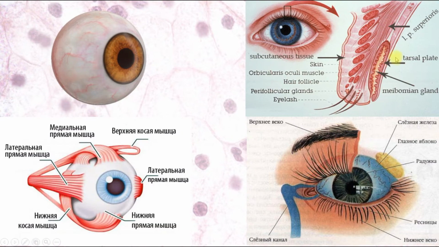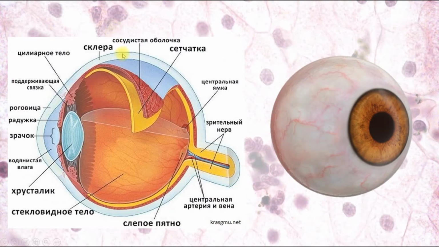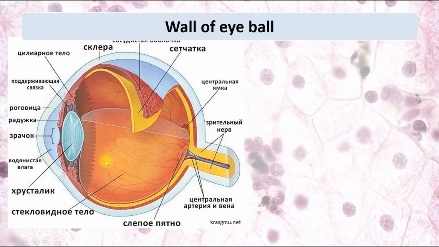It includes eyelids with eyelashes, eyebrows, muscles which move the eyeball, and also the lacrimal apparatus, which contains the lacrimal gland and lacrimal ducts. And we will begin from the eyeball. The eyeball has a wall, which has 3 layers, and also different inner structures. The wall of the eyeball includes 3 layers.